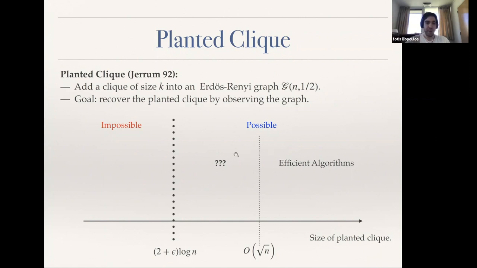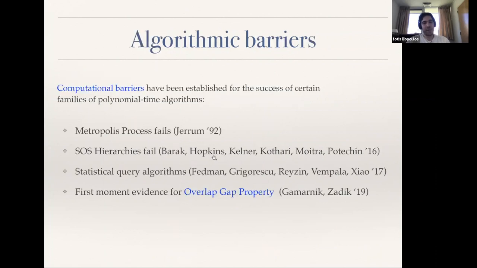And people have been, even from the work of Jerrum, people have been wondering why this happens. And indeed, through the years, people have established what we call algorithmic barriers for many families of polynomial time algorithms. And I think every expert in the area believes that this is an inherently hard problem, okay, beating this square root n bound.